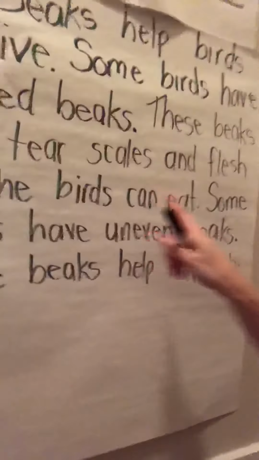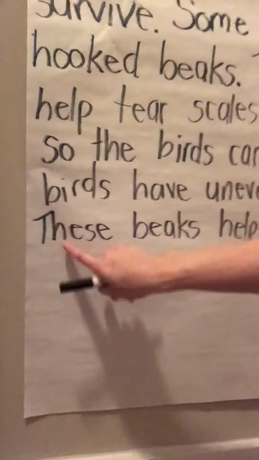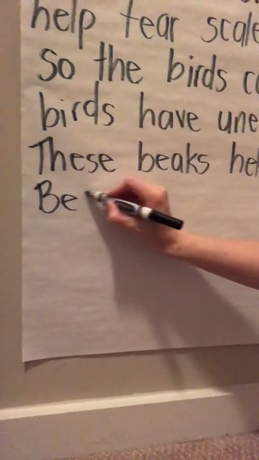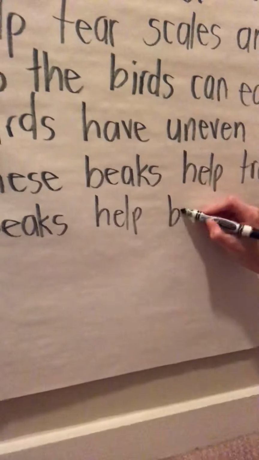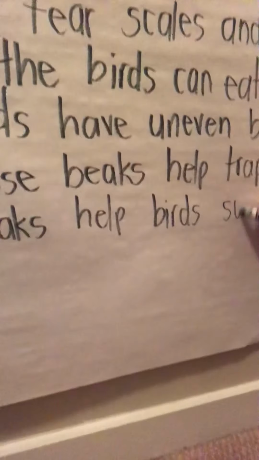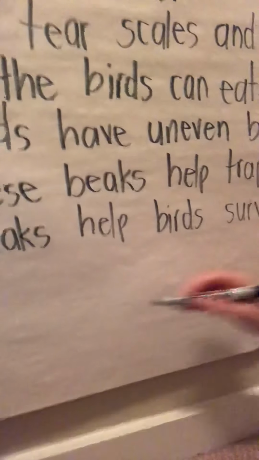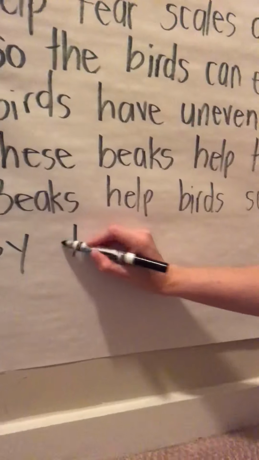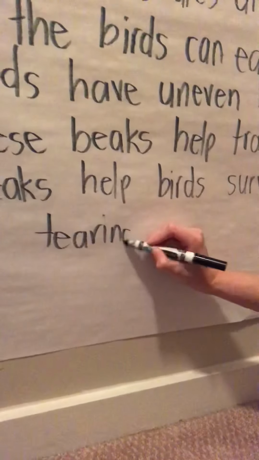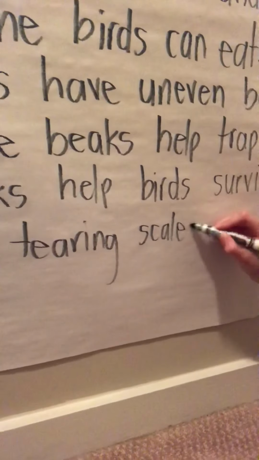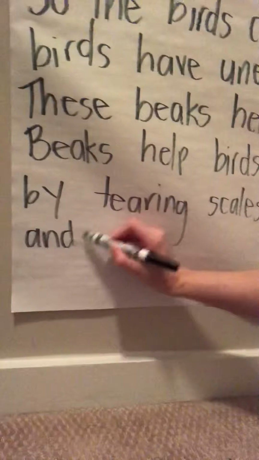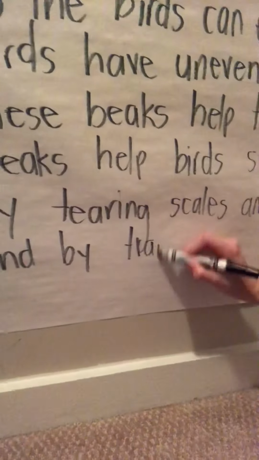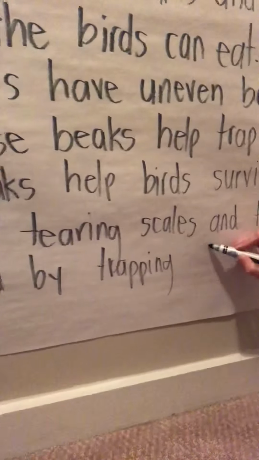So here we go. I don't have space here, so I need to move down here. So we have beaks help birds survive by tearing scales and flesh and by trapping fish.